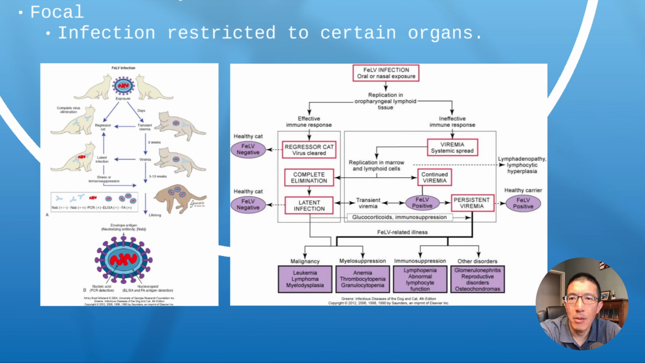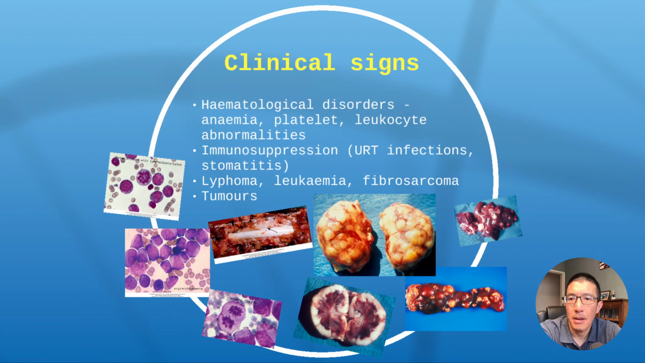So this pathogenesis can be viewed in graphical form in these figures. Myeloid suppression will present as anemia and other platelet and lymphocyte abnormalities. Immunosuppression will present as recurrent infection, normally of the upper respiratory tract, and stomatitis and gingivitis. Progressive infections will be evident as lymphoma or leukemia or tumors in various organs.